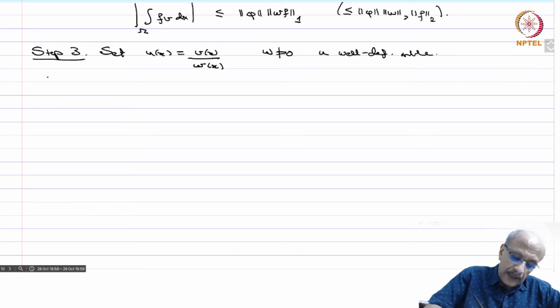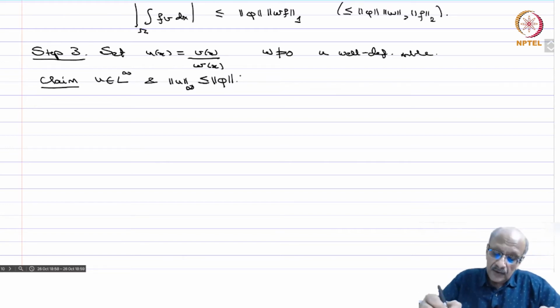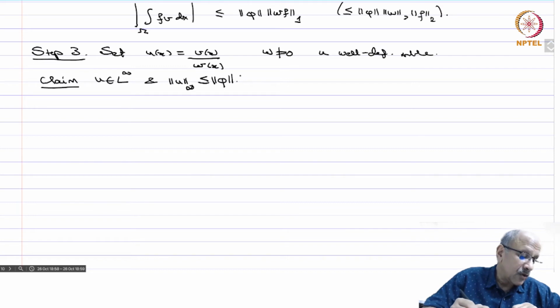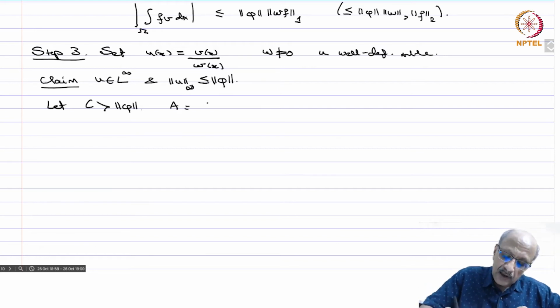Okay, so claim: u is in L infinity, and in fact the norm of u in L infinity is less than or equal to norm phi. Okay, so fine. So assume, let C be bigger than norm phi. And then you take the set A to be the set of all x in omega such that mod Ux is strictly bigger than C.